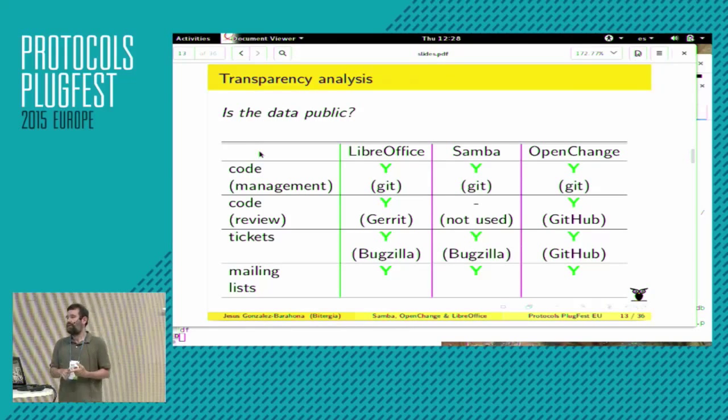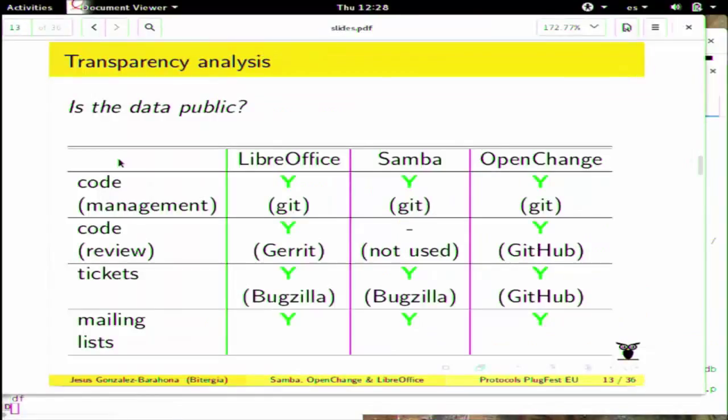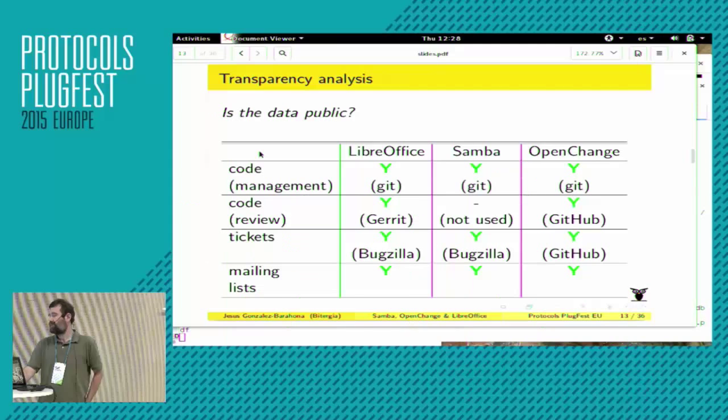A nice thing is that even when both LibreOffice and Samba have a long story and have moved from repository to repository, a large part of the history is also available. So it's not only a matter of what's available now, but what's available from the past. Here you also see the data sources that we analyzed. It's basically Git, GitHub tickets, GitHub pull requests, and mailing lists.